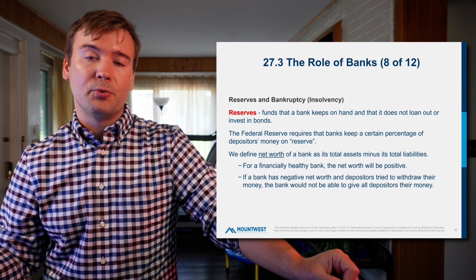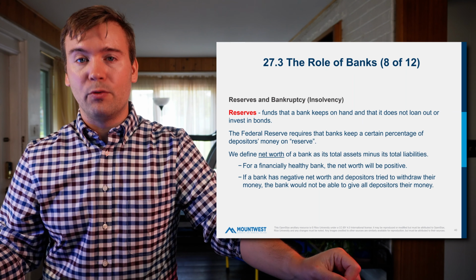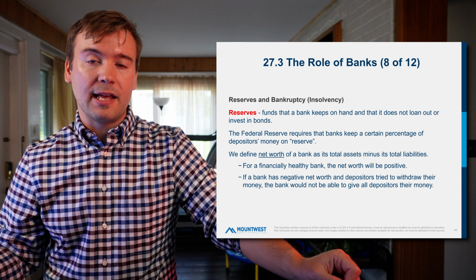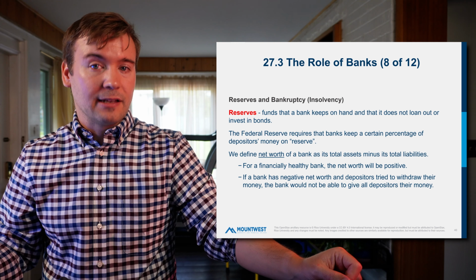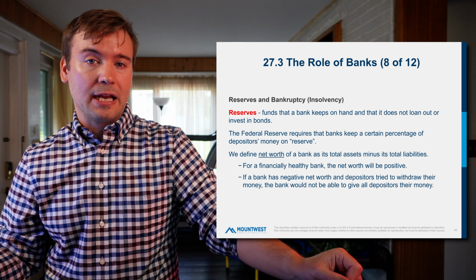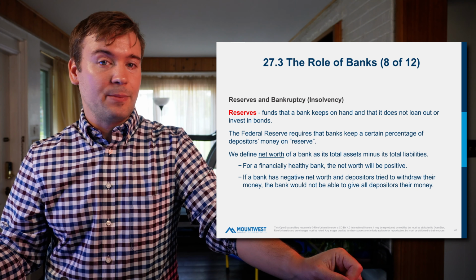The difference between a bank's total assets and its total liabilities is its net worth. For a financially sound bank, that should be positive. But if a bank's net worth turns negative, it means its liabilities are starting to exceed its assets. In that kind of scenario, if all depositors tried to withdraw their money, the bank simply wouldn't have enough assets to cover all of its obligations.